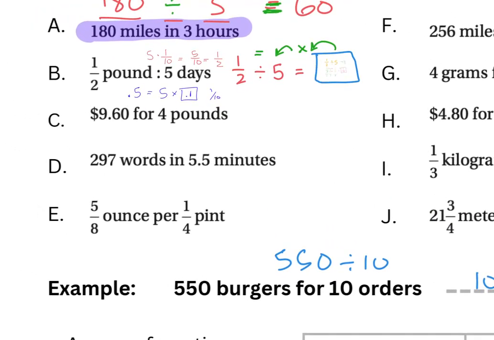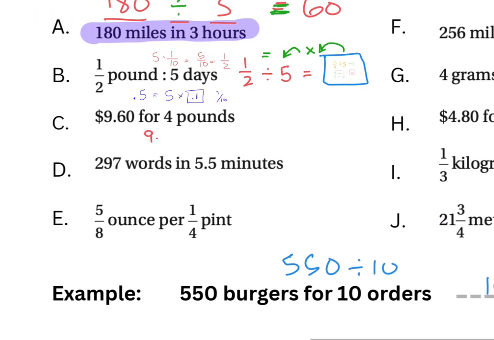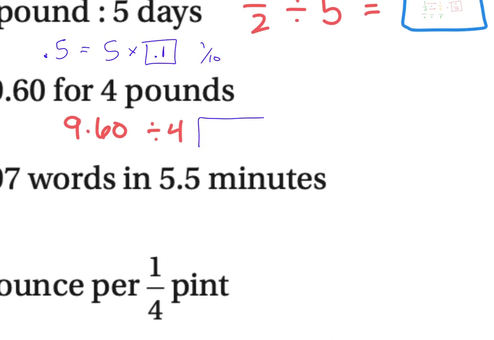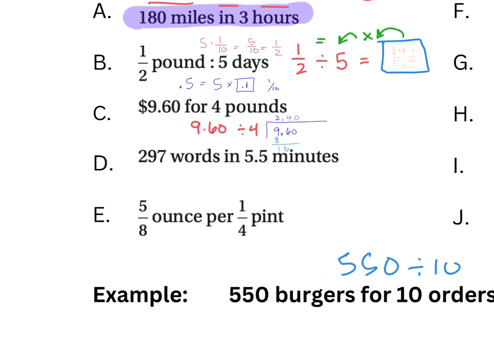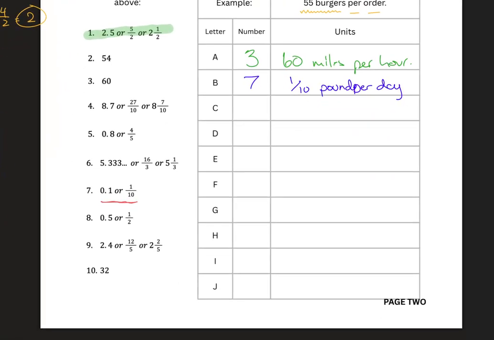C. Following the pattern here, this is going to be 960 divided by 4. Well, we can throw 960 right there. 4 goes into 9 twice. 4 goes into 16 4 times, and that's it. So this is $2.40 per pound. There it is right there. So 9 is $2.40 per pound. I guess I could also be crossing these off as we go. We're done with that one. We're done with that one. We're done with that one.